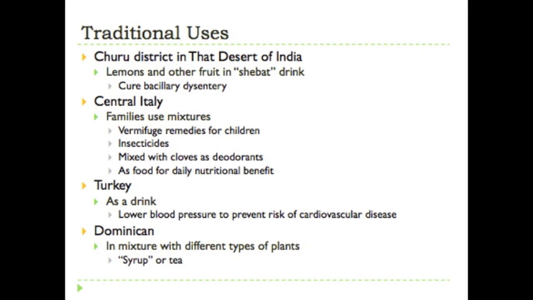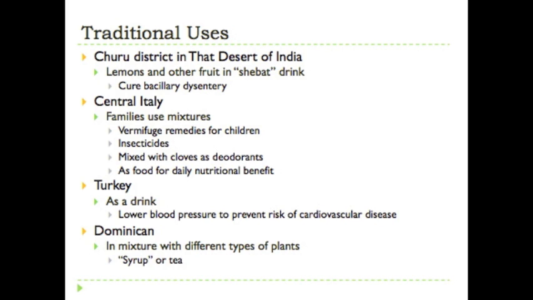Although there is no known origin of the lemon, there are several societies which use the lemon as an ingredient in their medicines. For example, the Churu district in the Thar Desert of India uses lemons along with other fruits to prepare a drink called a shabat, which treats bacterial infections in the gut.